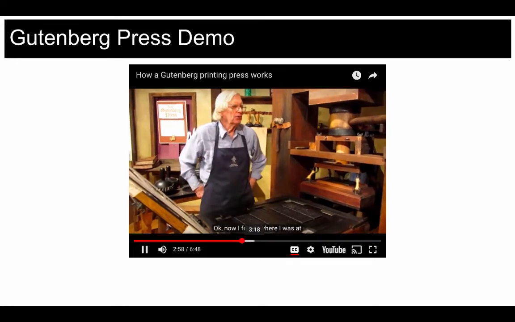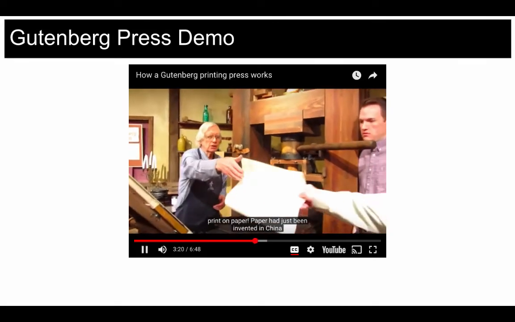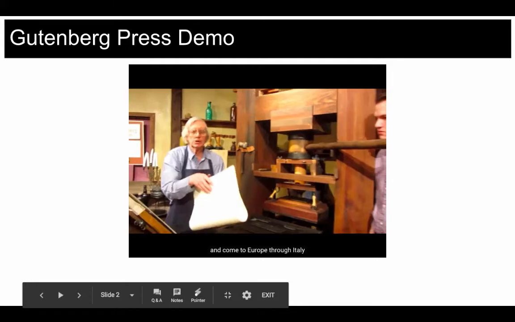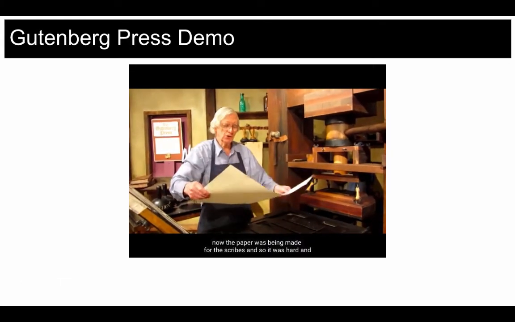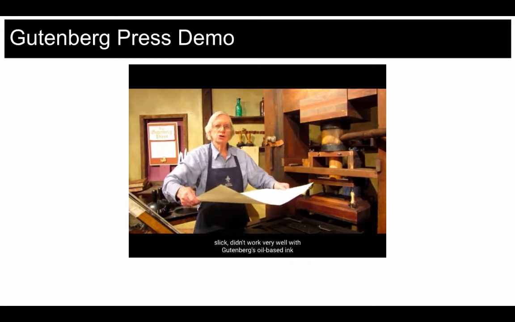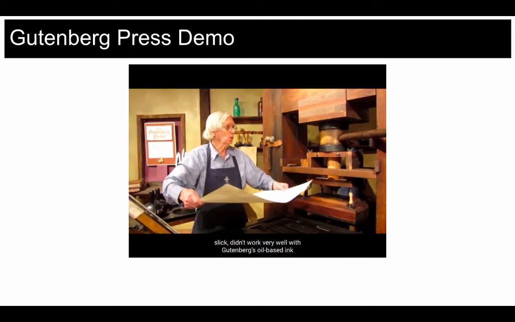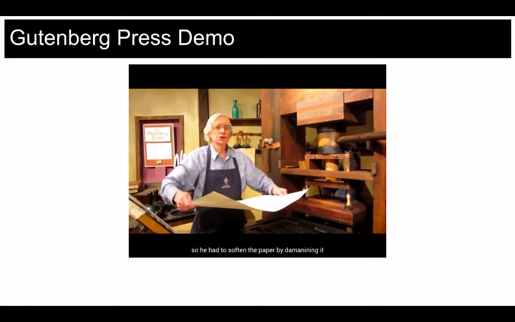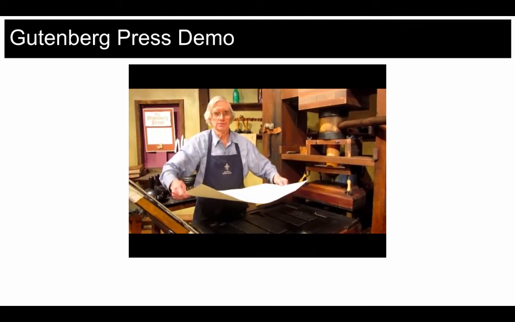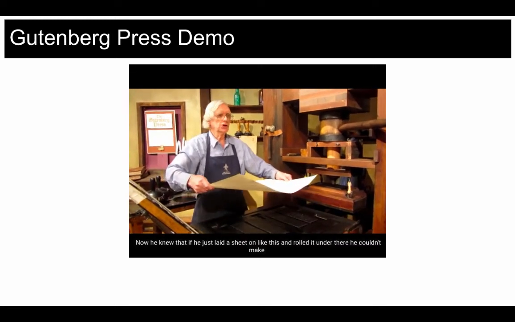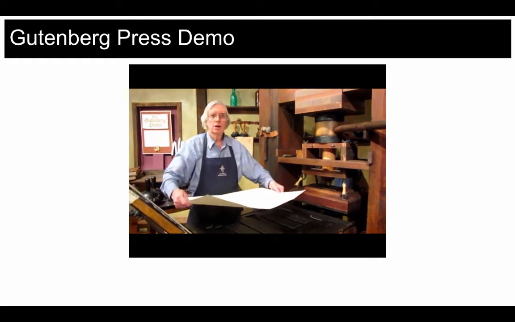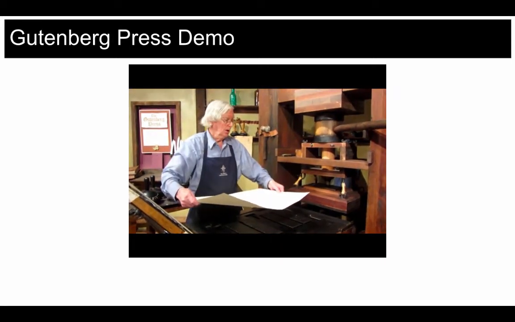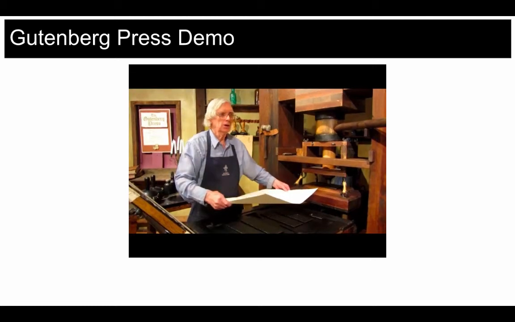Invented in China, it came to Europe through Italy. Now the paper was being made for the scribes, and so it was hard and slick, and didn't work very well with Gutenberg's oil-based ink. So he had to soften the paper by dampening it. Now if he just laid a sheet on like this and rolled it under there, he couldn't make it work.